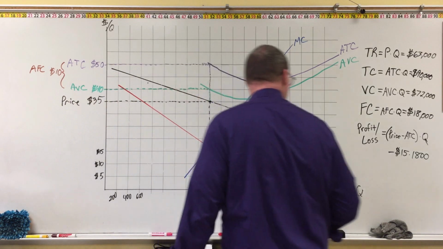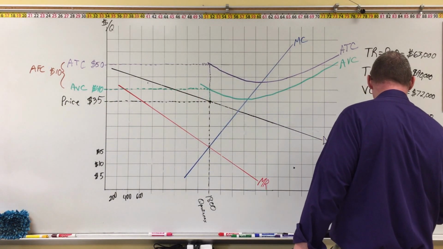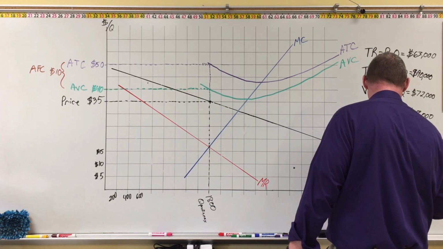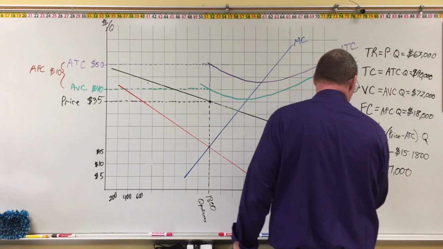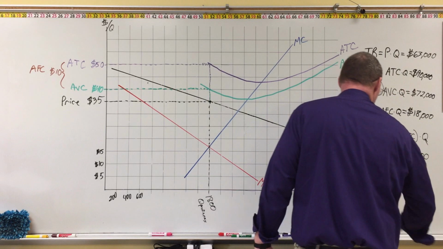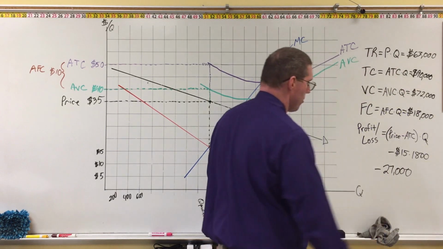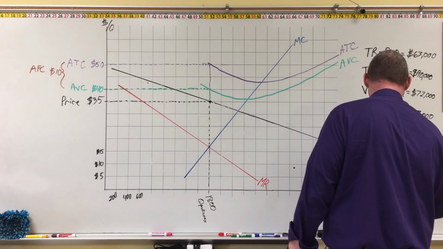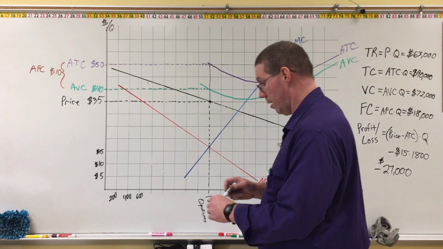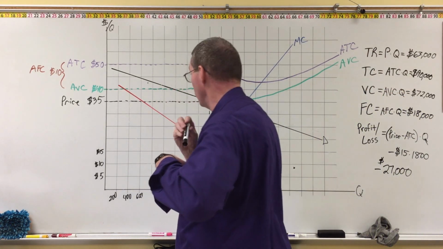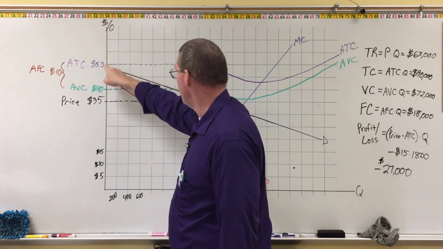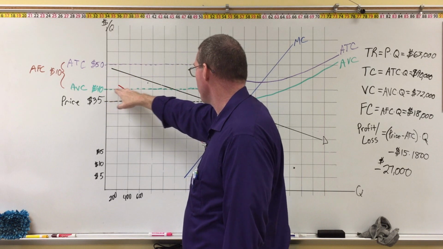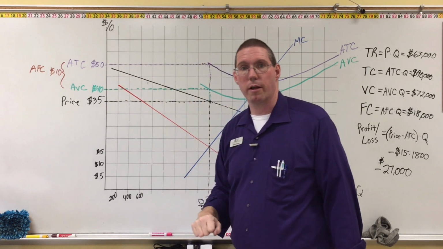is going to be negative $27,000. So this company is now experiencing a loss. A lot of times you don't put the parentheses with the negative, but this company is experiencing a loss of $27,000. And they're probably not really happy about that. And the loss rectangle is this larger overlapping rectangle with this average variable cost line running through it.